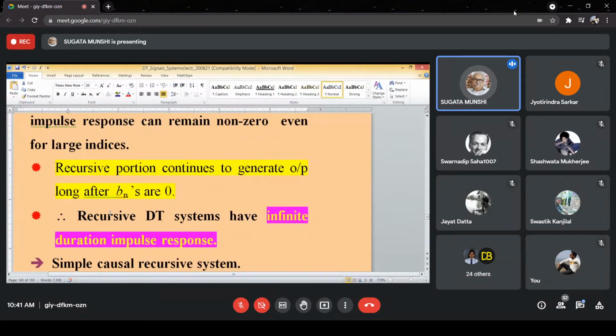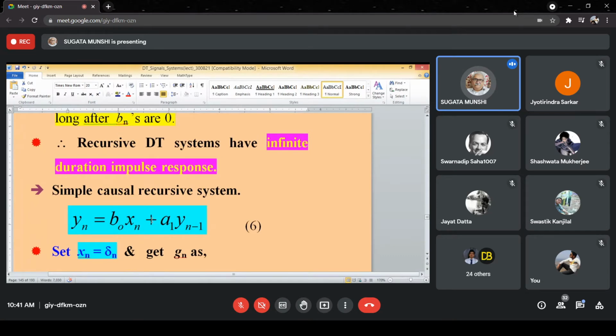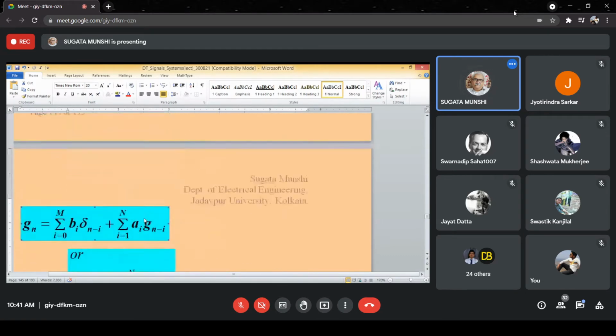That can be illustrated with the help of a simple causal recursive system. The first order system will do that. First, write down this part.